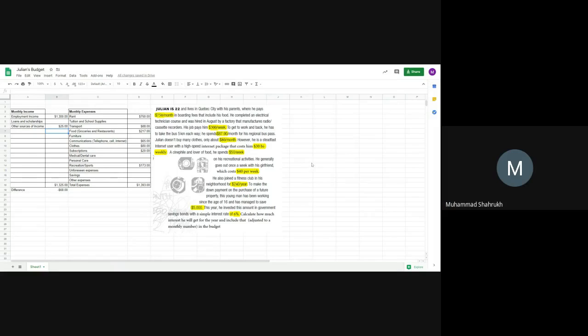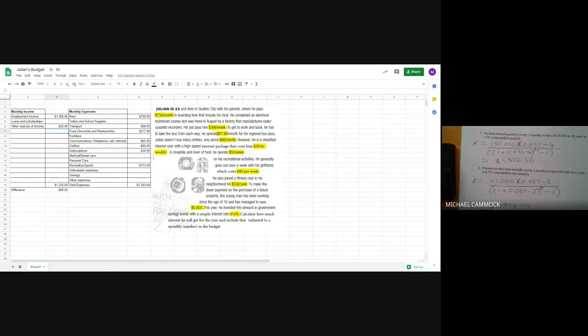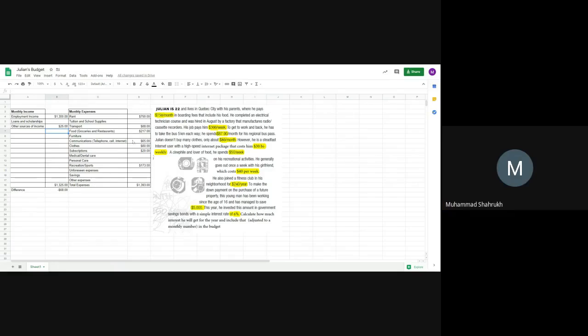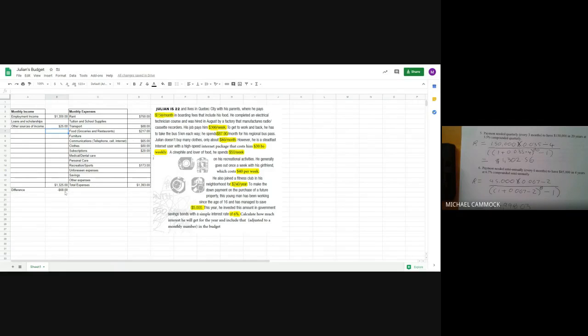Oh, wait, what about the other expenses? Well, there are no other expenses. Right? And plus, if you put other expenses in here, that's going to make the situation worse. Because remember, a budget is supposed to balance. If you put more into this side, it's going to make this become a bigger negative.